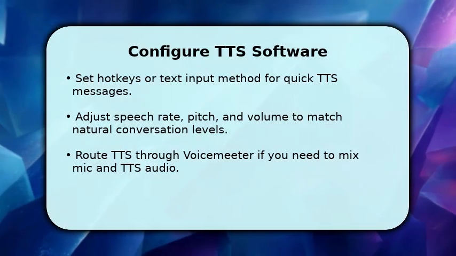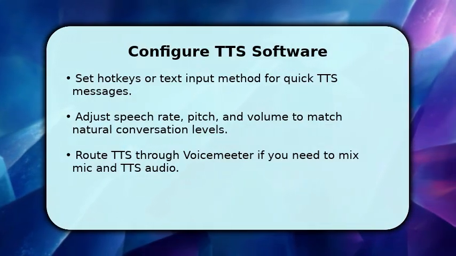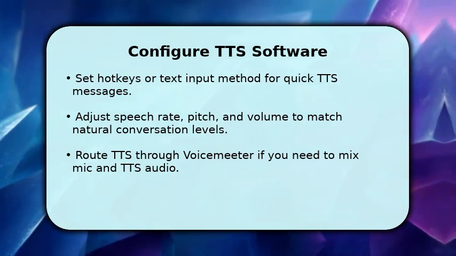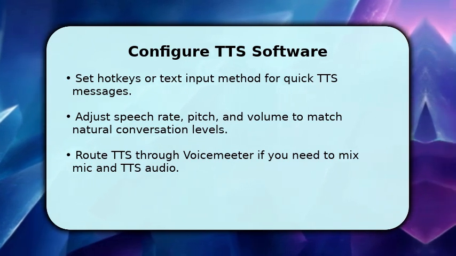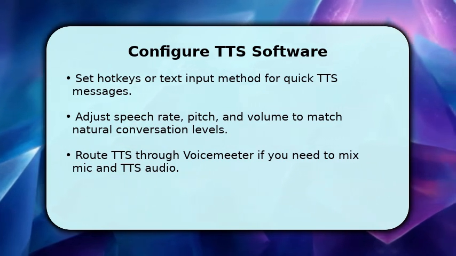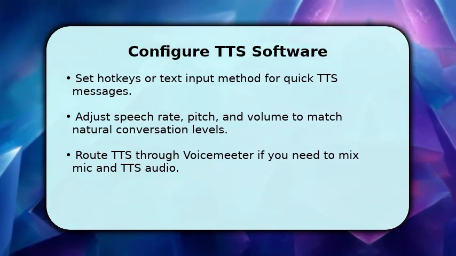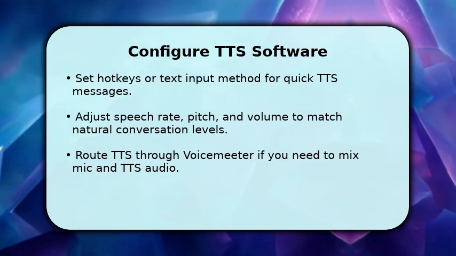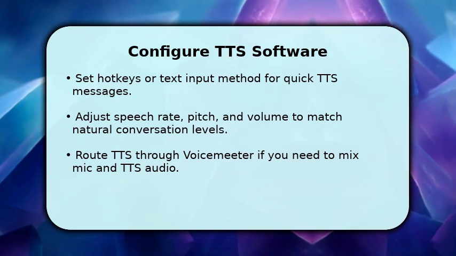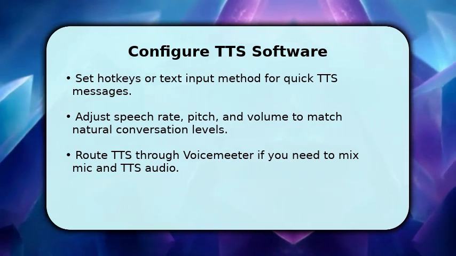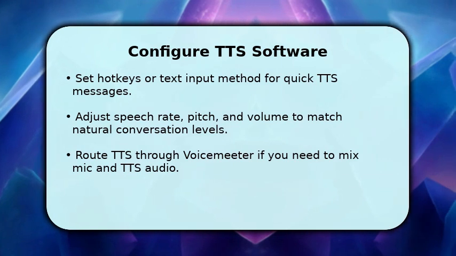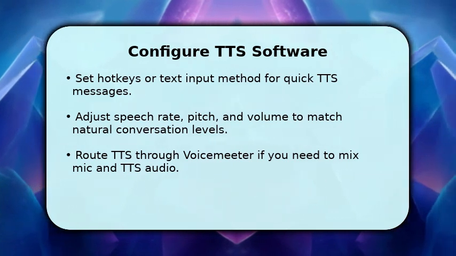Now configure how you'll send text to speak. If your TTS app supports hotkeys, bind one for sending the current clipboard or typed text. This makes it fast while in world. Adjust rate and pitch to avoid unnatural robotic tones and keep volume slightly below your microphone so you stay dominant in chat. If you want both mic and TTS to go out together, use Voicemeeter to mix inputs. Set Voicemeeter output to the virtual cable VRChat uses. Make sure latency is low and test with a friend.